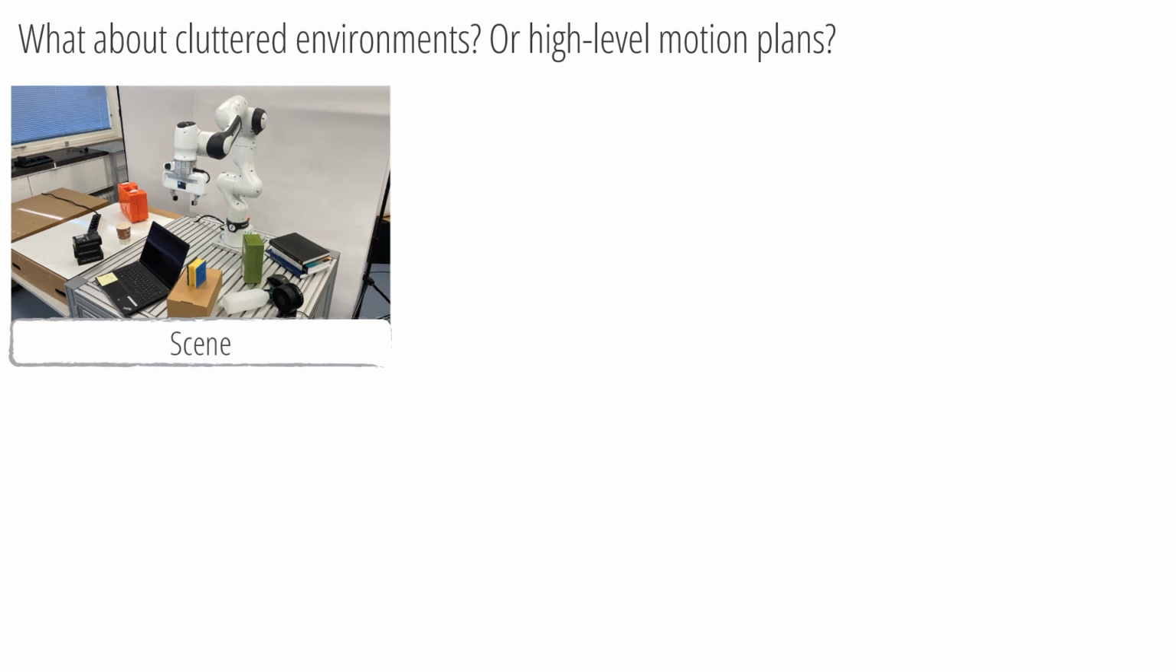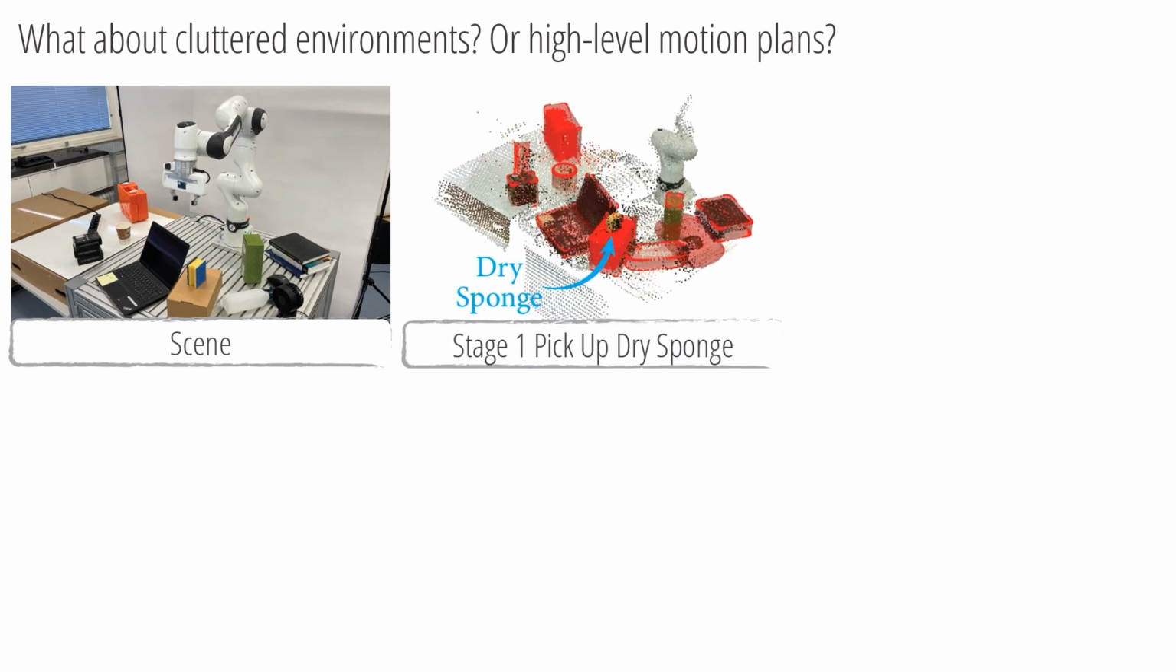What about more cluttered environments? We task the robot to perform a two-step pick-and-place task in cluttered scenes. In this setup, the scene representation was updated after the completion of individual pick-and-place. We first task the robot to pick up the sponge and move it to a target location. The collision avoidance constraints are highlighted in red.